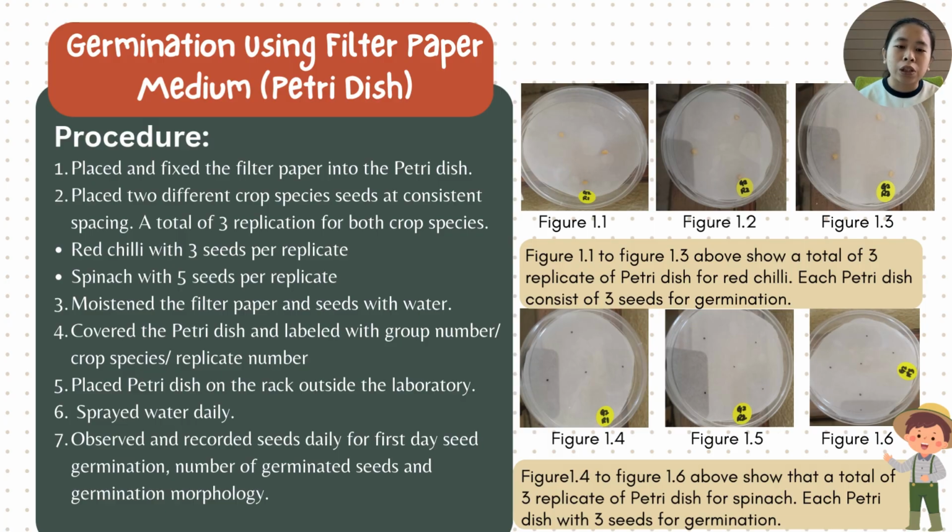The right hand side shows figure 1.1 to figure 1.3, which is a total of 3 petri dishes for the red chili. Each petri dish consists of 3 seeds for germination. Below is the spinach, which shows a total of 3 replicates of the petri dish, and each petri dish consists of 5 seeds for germination.